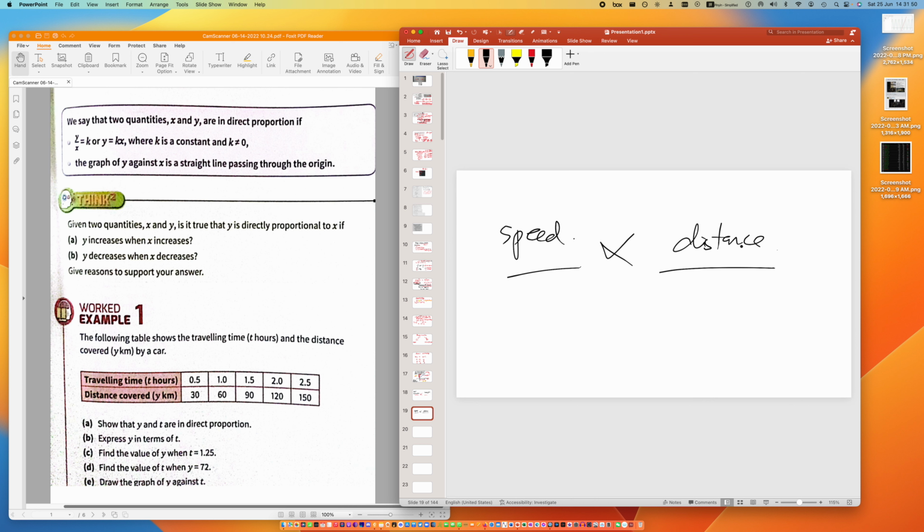So imagine they want to travel some distance. Which one can travel the same distance faster? Aeroplane, right? That's why we take an aeroplane from Singapore to USA, right? And we take a car to reach from Jurong to Geylang, right? Okay, so the speed goes up, the distance also goes up.